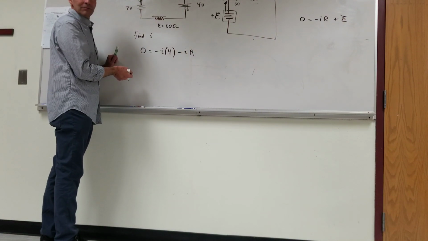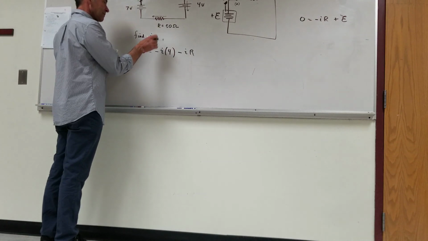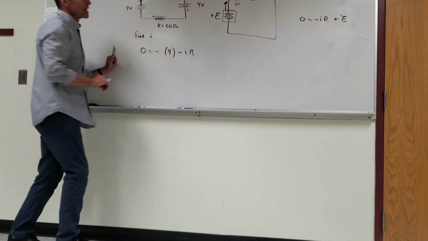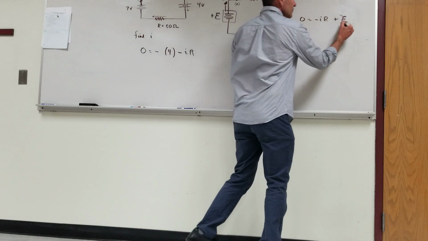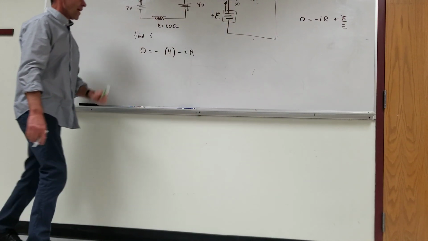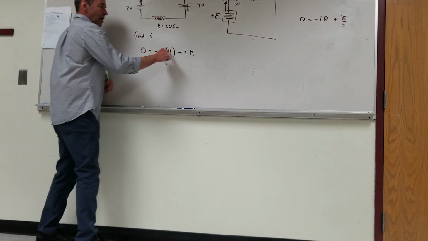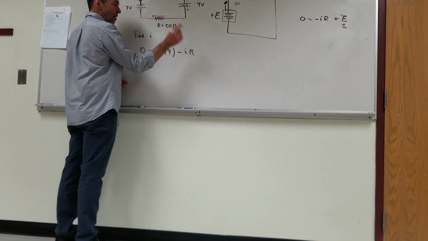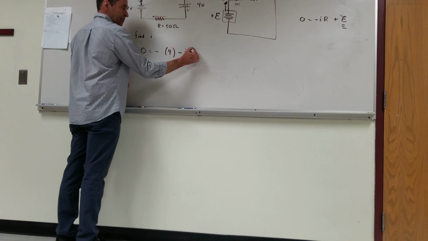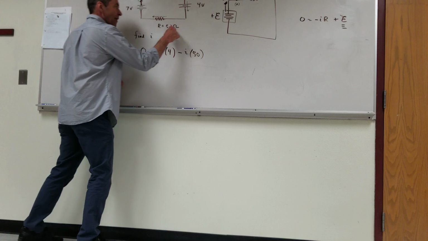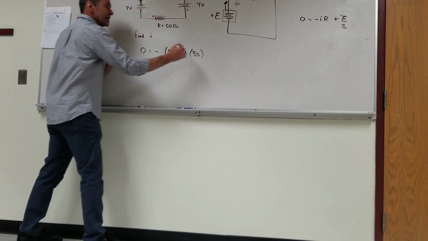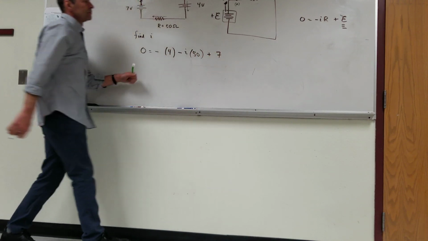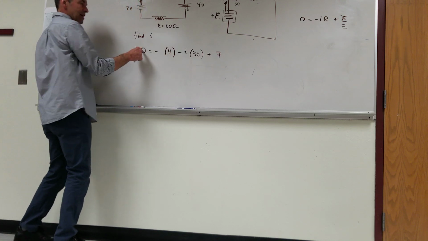I made a mistake. I don't need an I there. It's just the EMF like that. No I on that term. So it's a minus 4 minus an IR where the R is 50. And then going through this battery, it's a plus 7. And that brings us back to where we started, and now it equals 0.